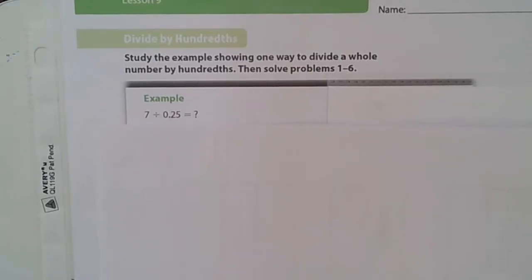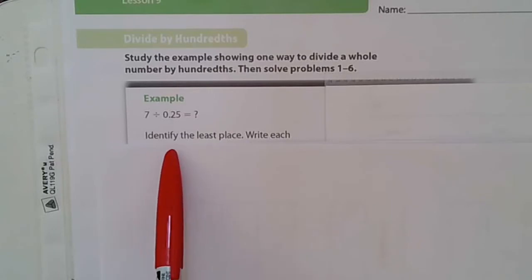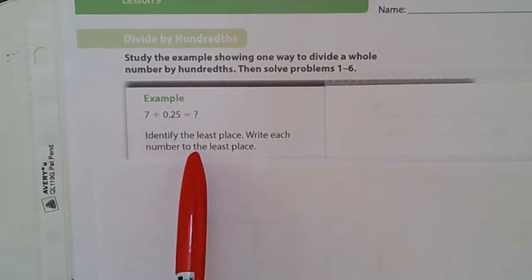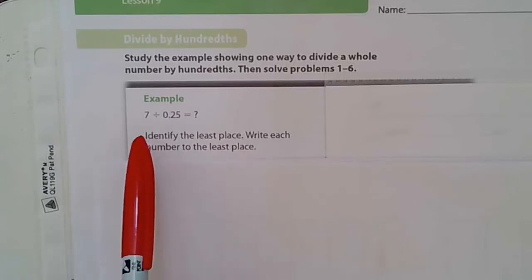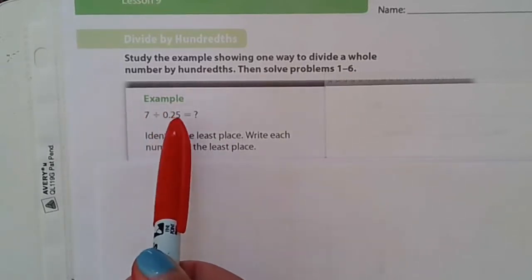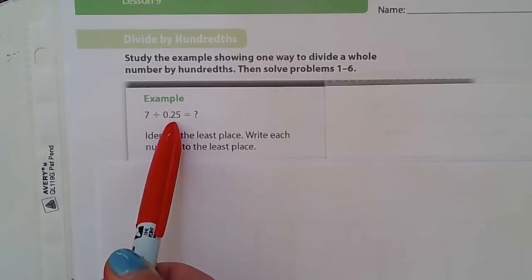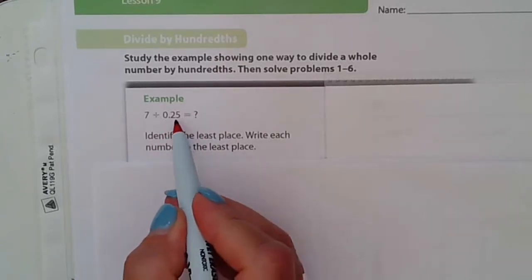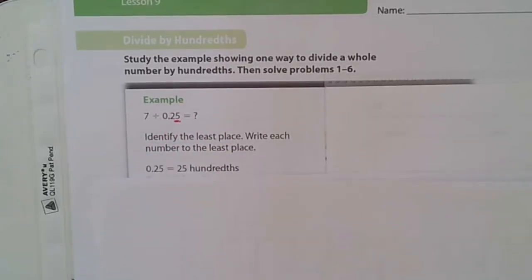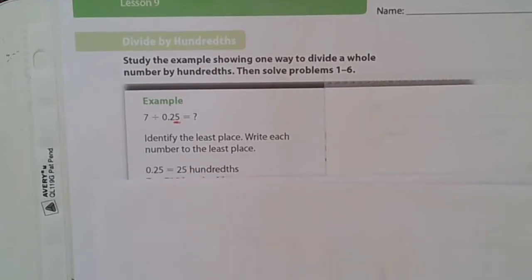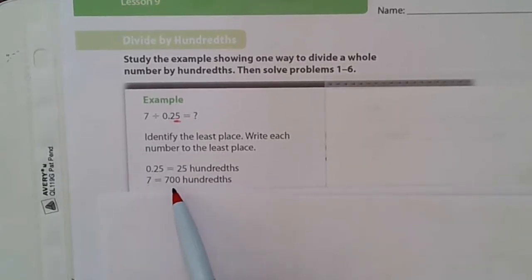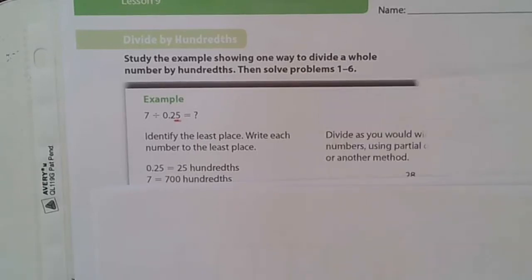So for your workbook pages today, we want to first identify the least place value and then write each number to the least place value. So our dividend is 7 and our divisor is 25 hundredths. We know from our place value knowledge that 25 hundredths is the least place value. So 25 hundredths is already written in the least place value, but we need to change 7 into 700 hundredths so that that is also the least place value. After we do that, then we can begin to divide.